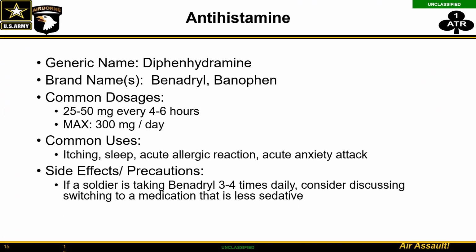Benadryl or diphenhydramine. You don't hear diphenhydramine quite as much. Most people just refer to this one as Benadryl. But if you ever hear Banophen, that is actually the same thing. The max daily dose is 300 milligrams in a day. I have really never given someone or recommended that they take 300 milligrams of Benadryl in one day. Even for, let's say, a very, very acute allergic reaction, they have a rash everywhere. If I think that they need that much Benadryl, I'm probably just going to give them a different medication.